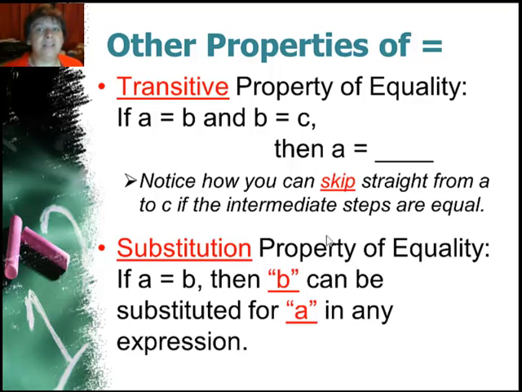We also have the transitive property of equality. This is rather interesting. It's kind of like our transitive reasoning. If A equals B and B equals C, I can skip straight from A to C and say A equals C. All right? The substitution property of equality says if A equals B, then B can be substituted for A in any expression. So transitive, we skip: if A equals B and B equals C, then A equals C. Substitution means if two things are equal, I can replace one with the other.